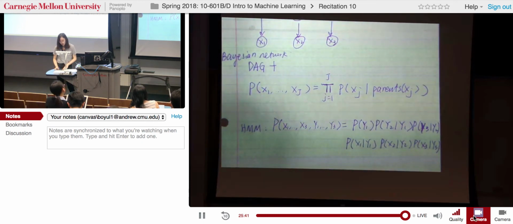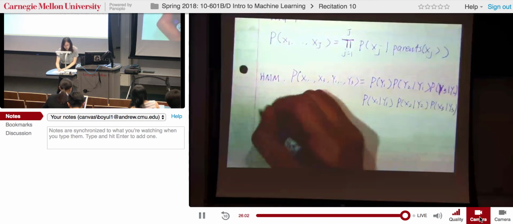This term is constant regardless of what y values we take, so it can be safely ignored for the purpose of prediction. So we can just say that this term is proportional to the joint probability, which can be calculated using the formula here. Any questions? Okay, great.